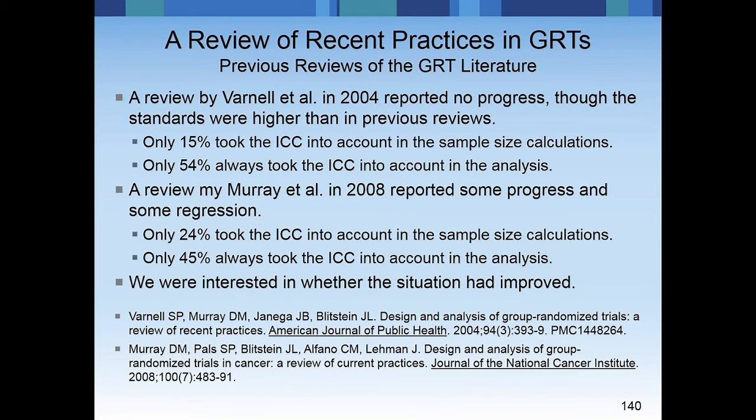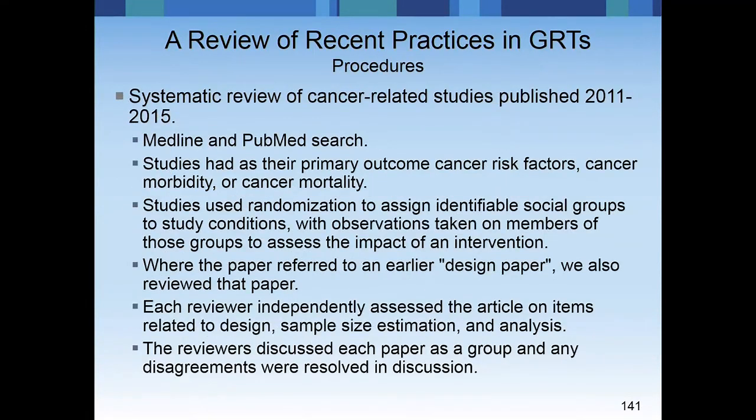We published another review in 2008. There was some progress with sample size calculations. It rose to 24%, but there was actually a decline in the proportion of papers that took the interclass correlation into account in the analysis. It dropped from 54% to 45%. So as we approached this most recent paper, we wanted to find out if the situation had improved.